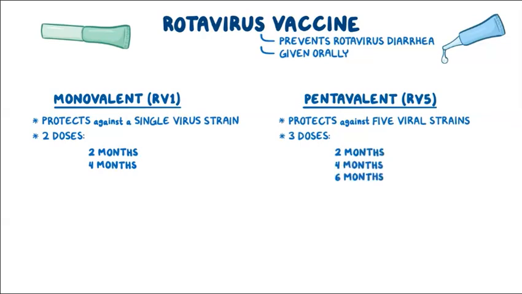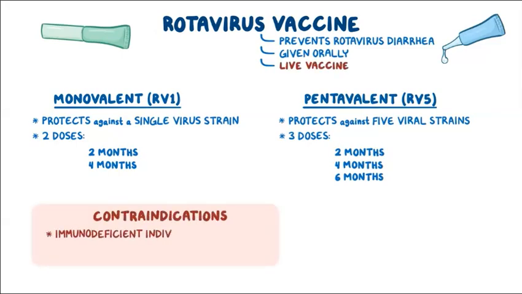and 6 months. Both of them are effective and safe, but since they're live vaccines, they're contraindicated in immunodeficient individuals. The vaccine carries a very low risk of intussusception, so it's contraindicated in children with a history of intussusception.